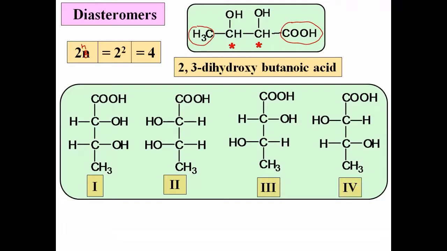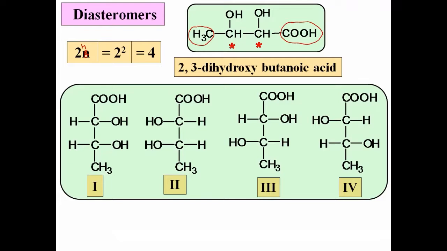And thus for 2,3-dihydroxybutanoic acid we have shown 4 possible stereoisomers. These are the 4 possible stereoisomers, and here we have shown the different arrangements of atoms or groups around the chiral center. Okay, now let us see some relation. Actually, all the 4 stereoisomers have chiral centers.